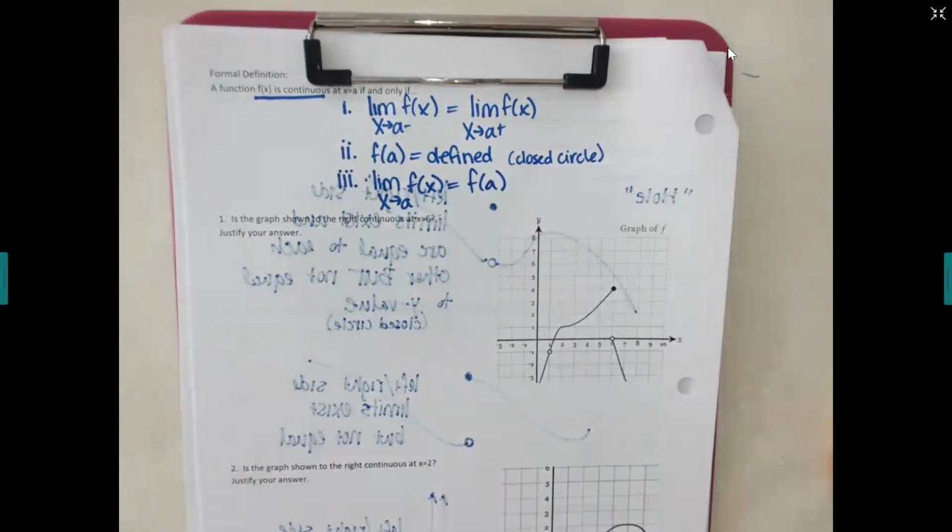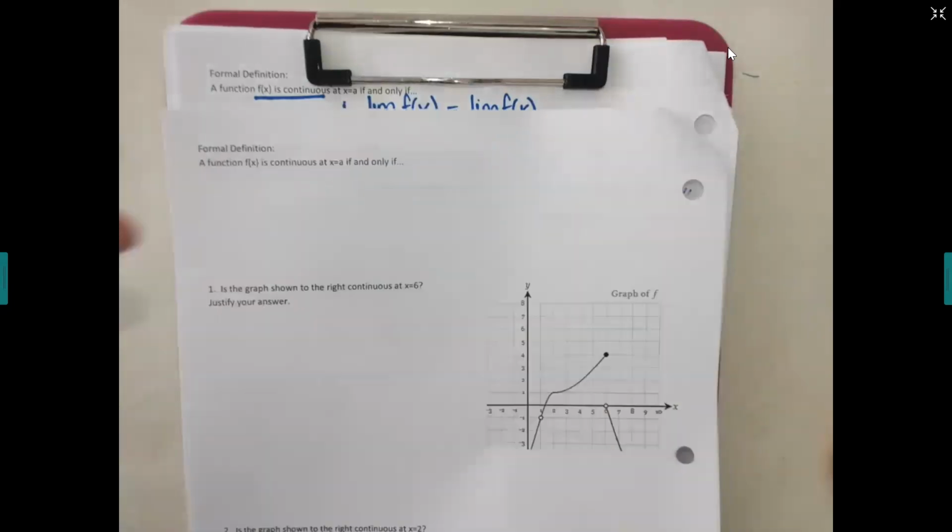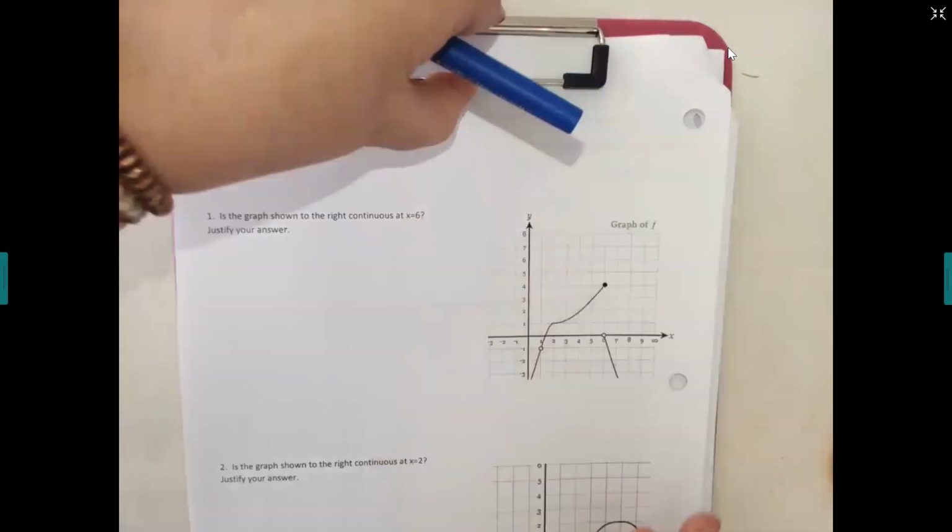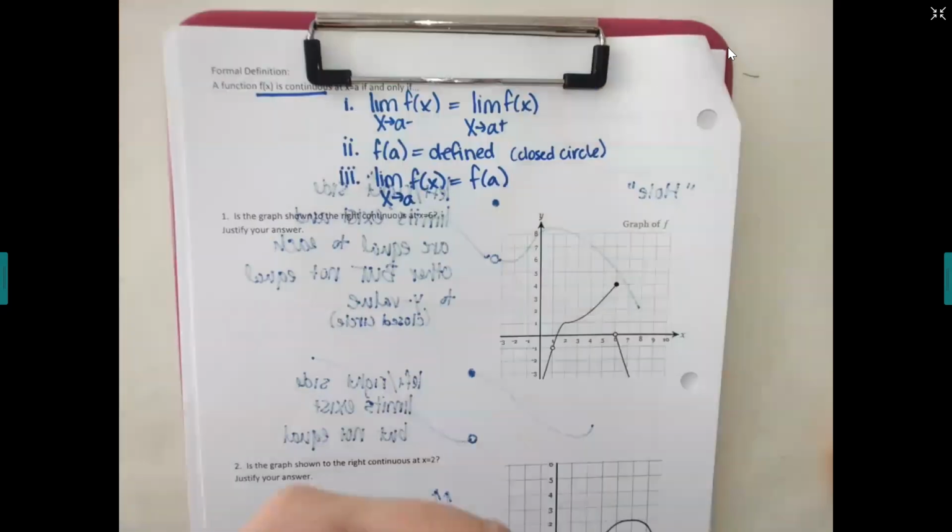So write it down first, and then we're going to practice writing it out using the formal definition. Okay? All right, so take a look at your first graph. When you're ready, we're checking for continuity at 6. You all still actually need that.